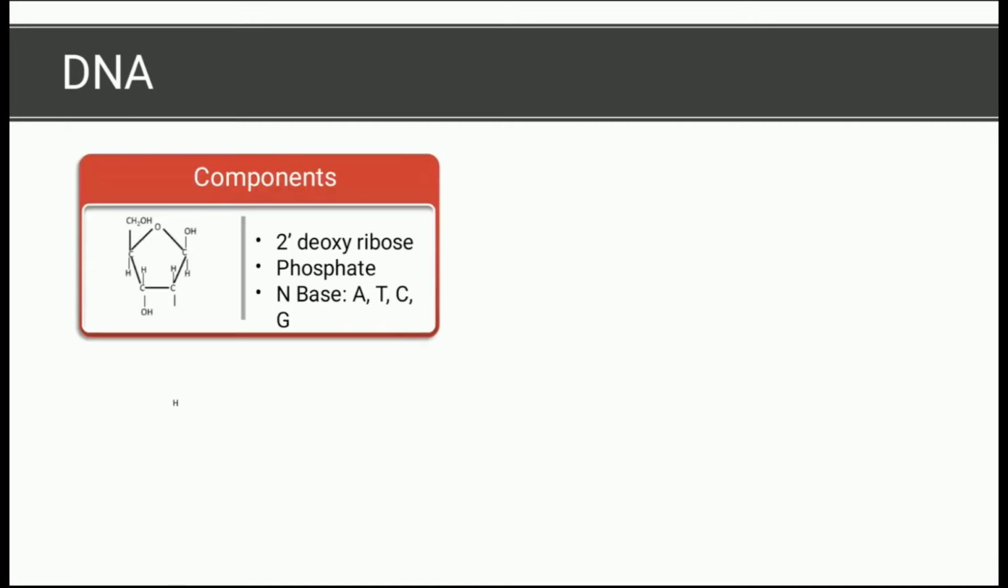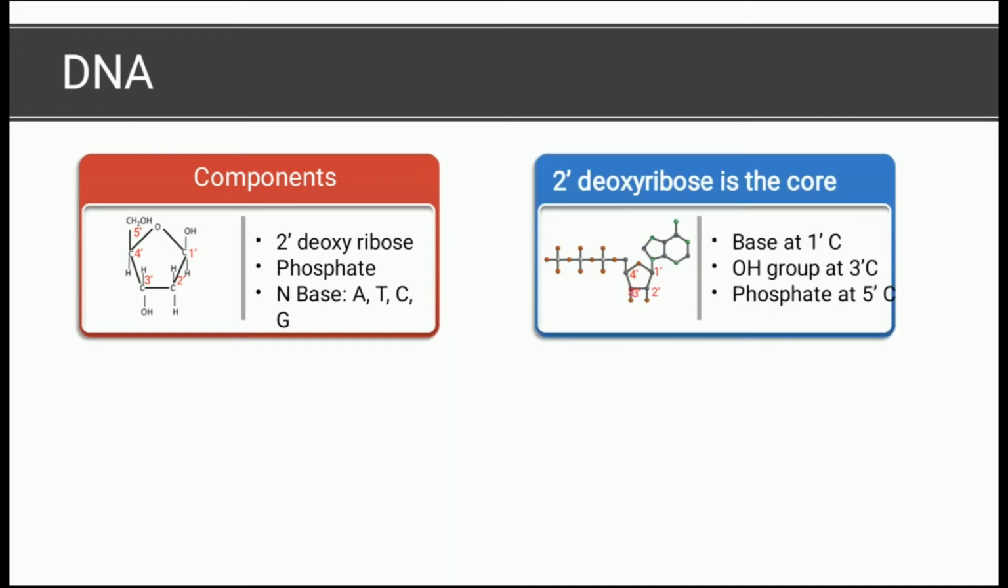So in the DNA molecule, the pentose sugar present is called deoxyribose, especially 2' deoxyribose. The reason is the hydroxyl group is removed at the 2' carbon. In addition, it has the phosphate molecules and nitrogen bases A, T, C and G. In DNA, the deoxyribose is the core.